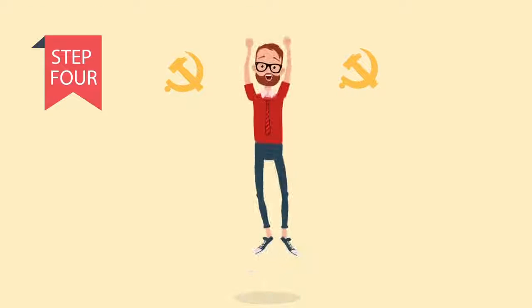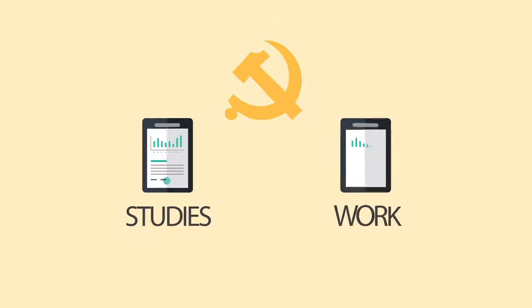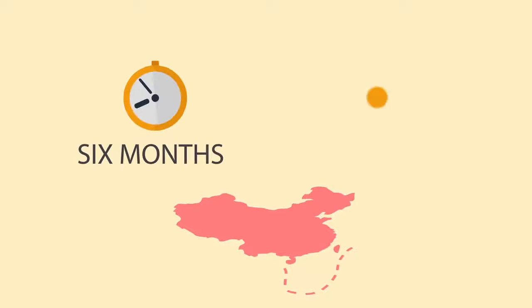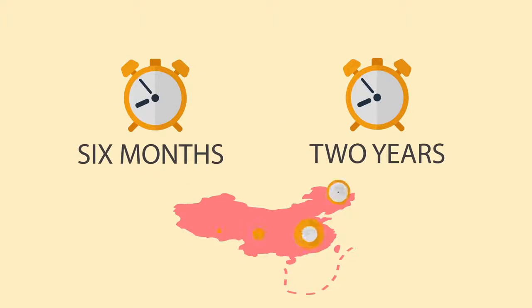Step 4. Become a party activist. During this period, you need to hand in reports to the party on your studies and work, as well as attend CPC lectures and activities. This step could take as little as 6 months to as long as 2 years, depending on where you live in the country.